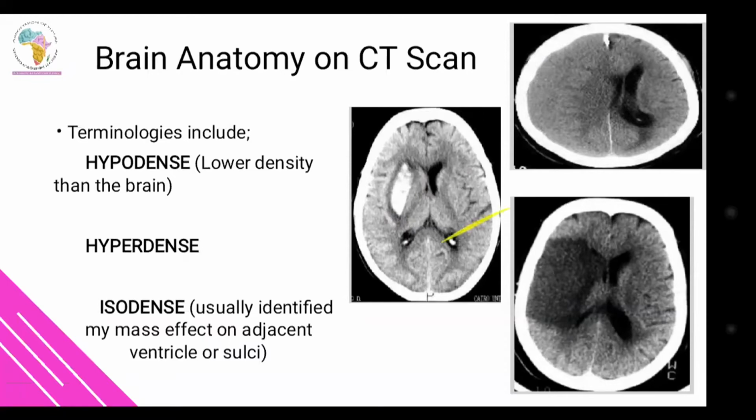Let's look closely here. If you compare here and here, you see that they are the same. You have the sulci, those small black bars, and surrounding them you have some white areas, the same here. So it means there's some process happening here, which is pushing the brain this way. And as you can see, this lesion here, which is probably a subacute subdural hematoma, is of the same density as that of the brain. So that's what I mean by an isodense lesion.